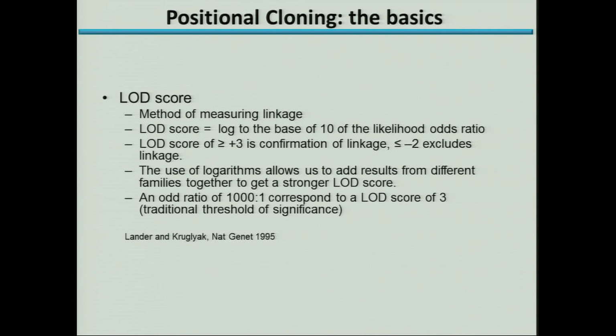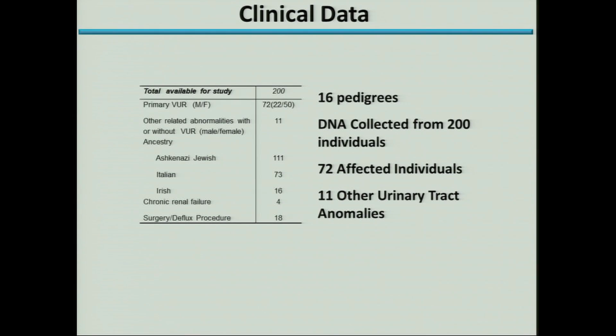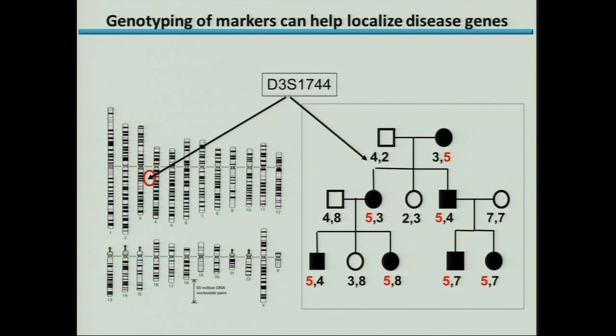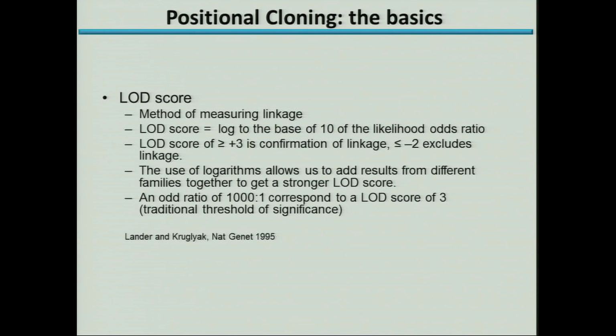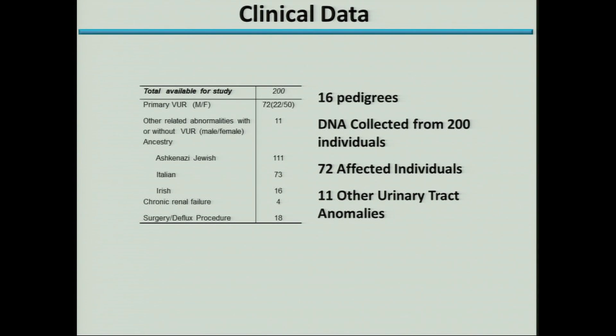The nice part of the LOD score is that you can actually add LOD scores together for different families to try to increase your LOD score to achieve significance. So for instance, I'll show you first the clinical data. The clinical data that we had for our 16 pedigrees and 200 individuals: we had 22 male and 50 female that had primary VUR, and 11 had other related abnormalities.